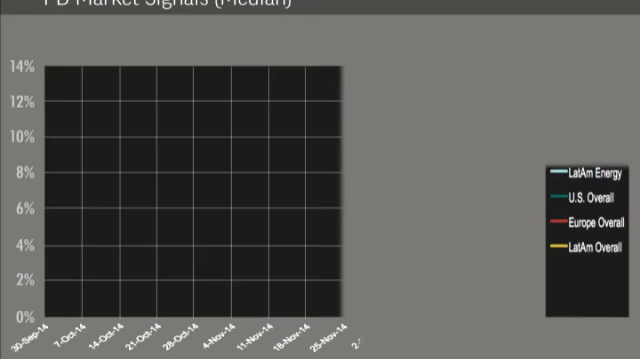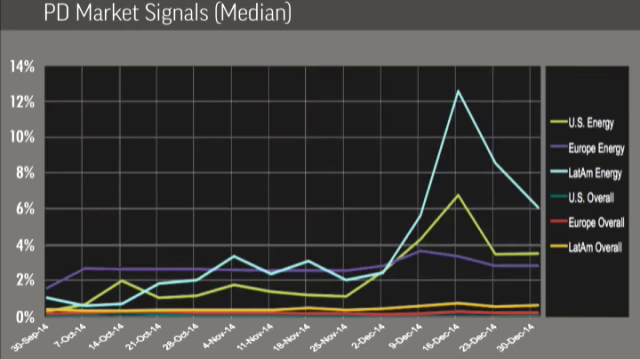One indicator that we are monitoring is an equity market-based probability of default. This indicator shows credit risk based off of movements in the equity market. So in this next chart, we're taking a look at energy risk from the U.S., Europe, and Latin America compared to the overall probability of default within these three regions. You'll notice that probability of default has gone up significantly for the energy sector, with Latin America having the most risk, followed by the U.S. and then Europe.